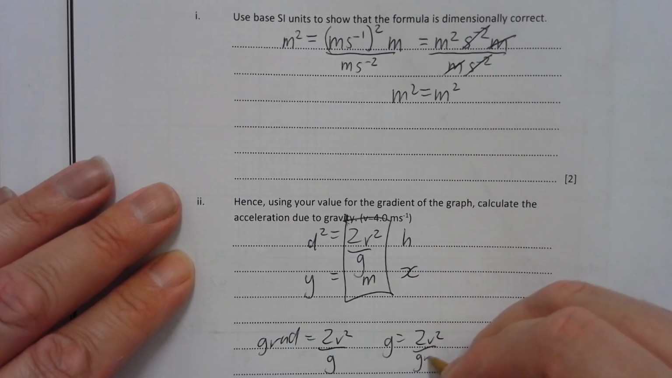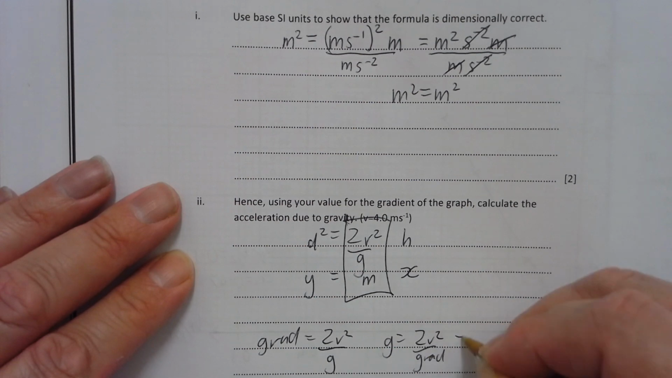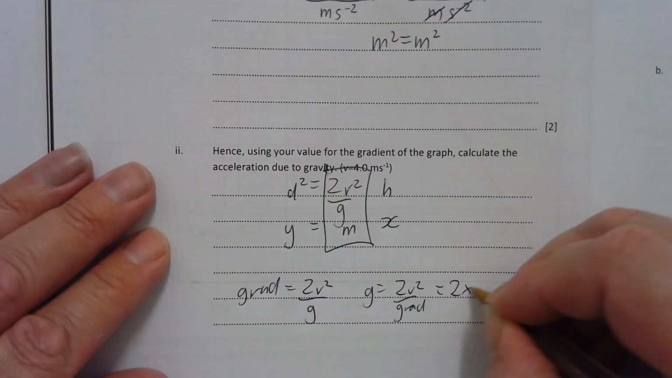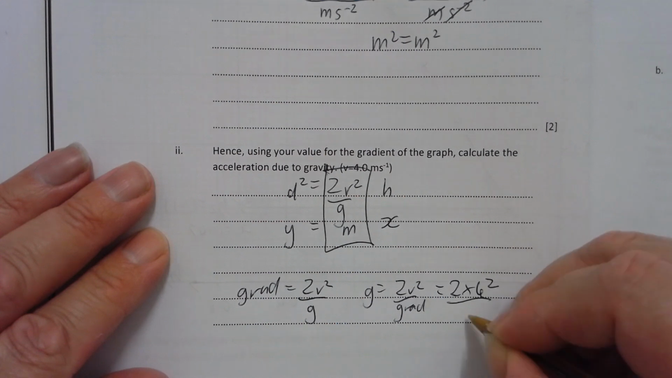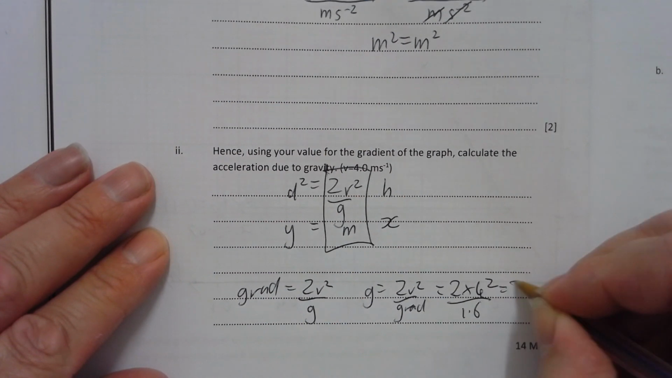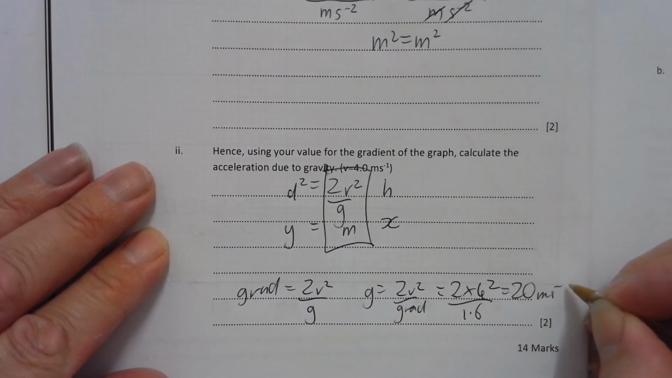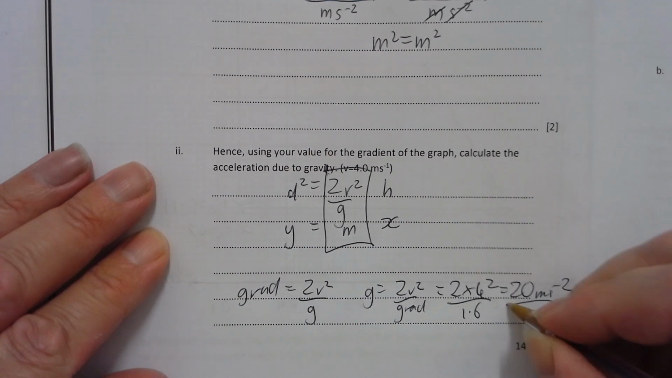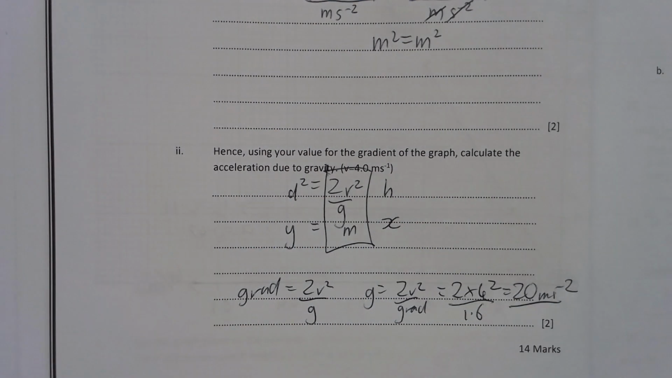So that's 2 times 4 squared over 1.6, which comes out to be 20 meters per second squared, which is twice what you'd normally expect for the acceleration due to gravity on Earth, but the question said nothing about it being on Earth, so all is forgiven really.